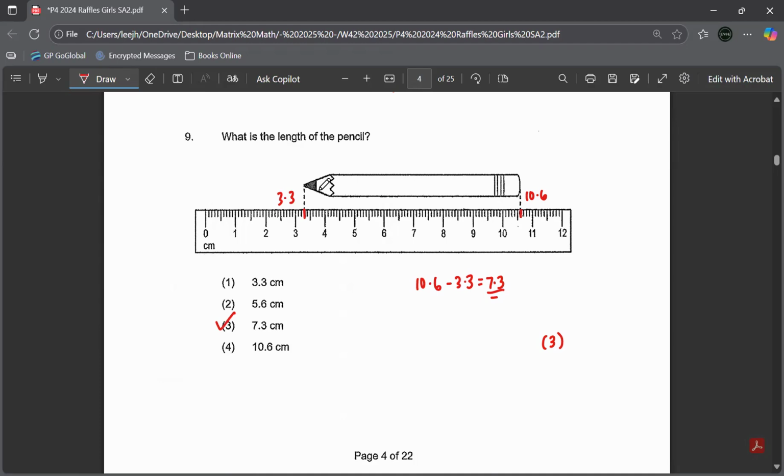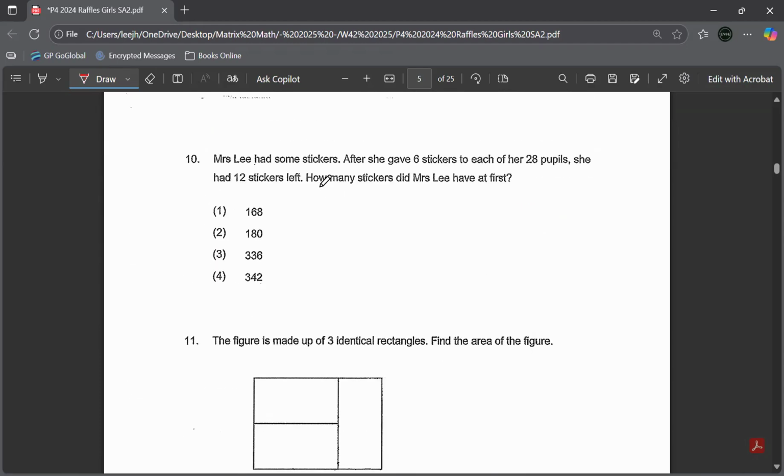Question 10. Mrs. Lee has some stickers. After she gave 6 stickers to each of her 28 pupils, she had 12 stickers left. How many stickers did Mrs. Lee have at first? So we need to find out how many stickers were given out. 6 stickers to each of her 28, right? So it'll be 28 times 6 first.